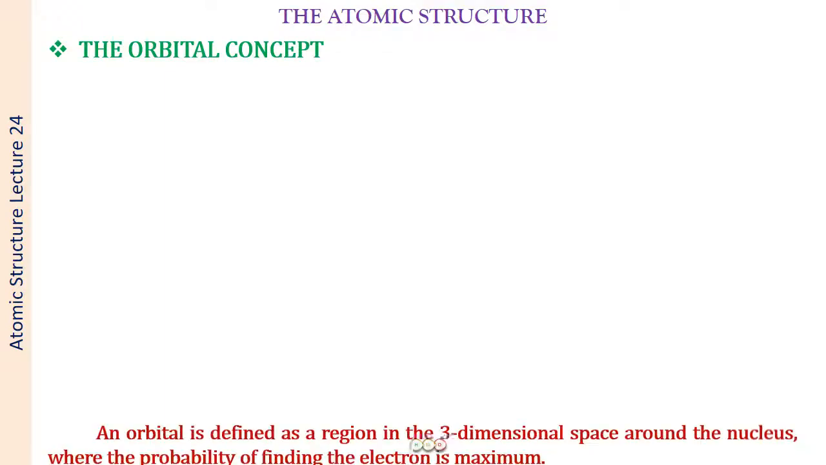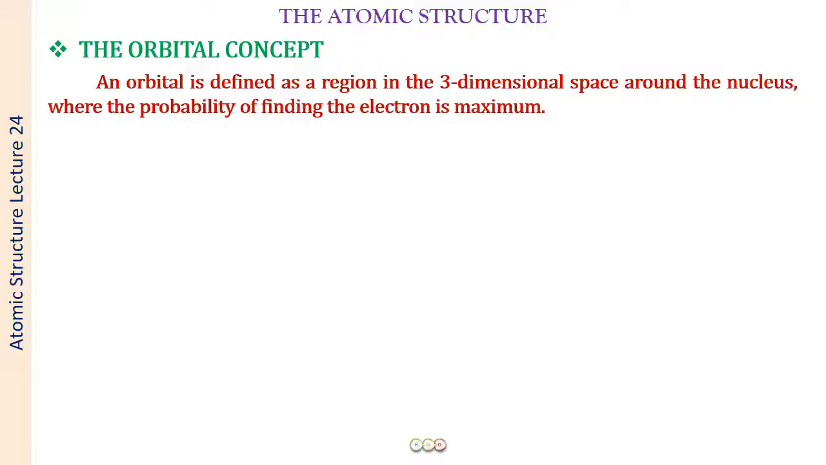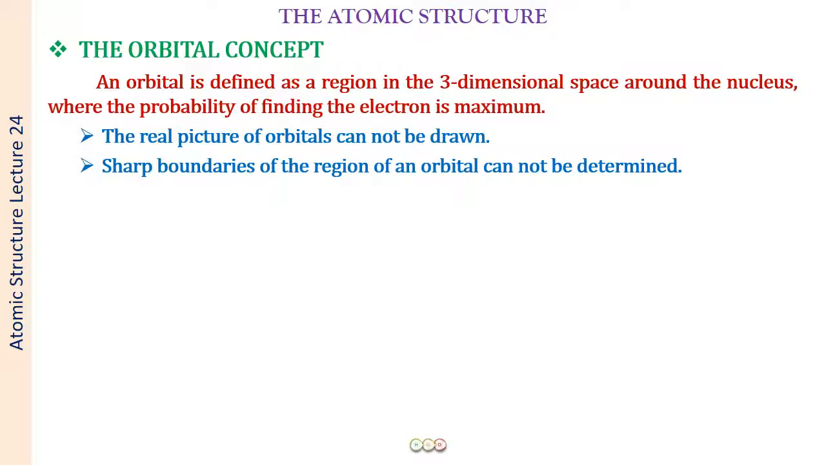To begin with, we will quickly revise what is an orbital. Well, Bohr's orbits, they were fixed. With the coming of Heisenberg's uncertainty principle, we came to know that we cannot fix the position of an electron at a particular time. So came with that the concept of an orbital, which is a region in three-dimensional space around the nucleus where the probability of finding the electron is maximum. But can we draw a real picture of an orbital? Well, we cannot do that, and we cannot in fact draw sharp boundaries of the region of an orbital also.